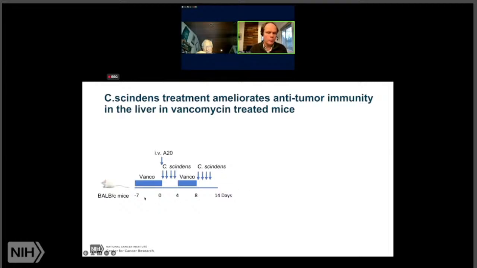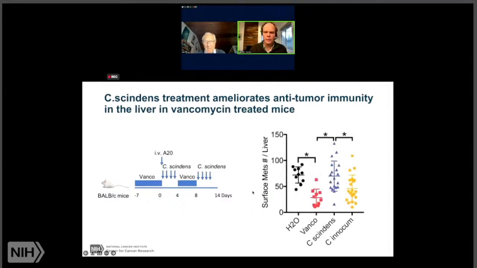You already know the model. So we have mice, we treat them with antibiotics. We challenge them with a tumor that grows in the liver. And then we bring back the Clostridium scindens into these mice and look for tumor growth. And you can see antibiotic treatment leads to fewer tumors. But if we infect these mice with Clostridium scindens, you can see higher numbers of metastases or tumors in these livers.